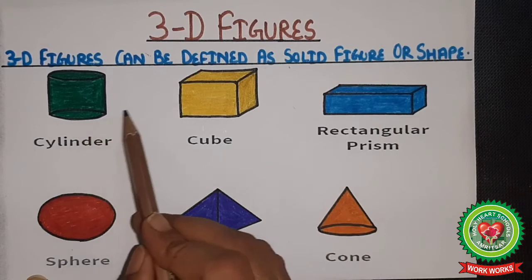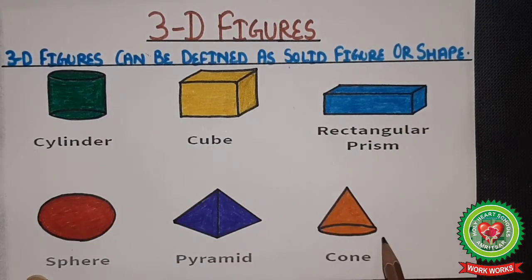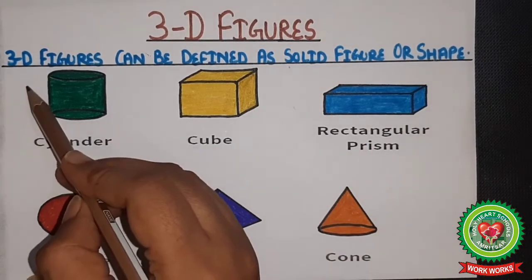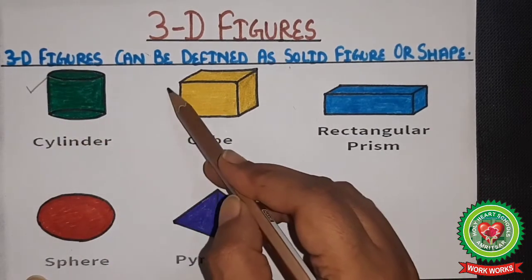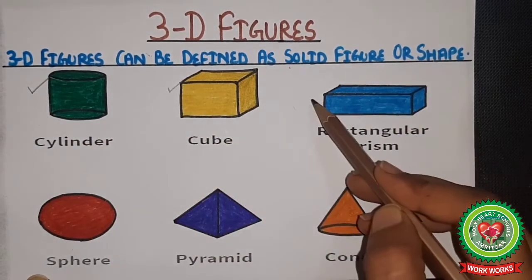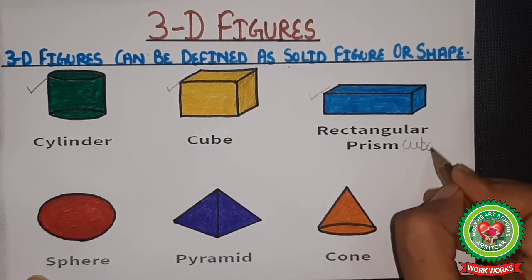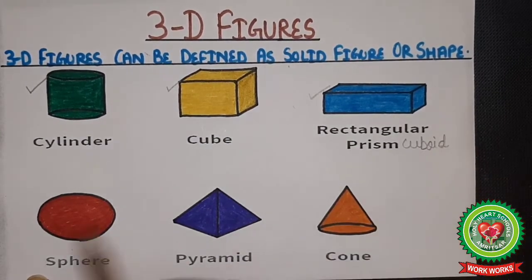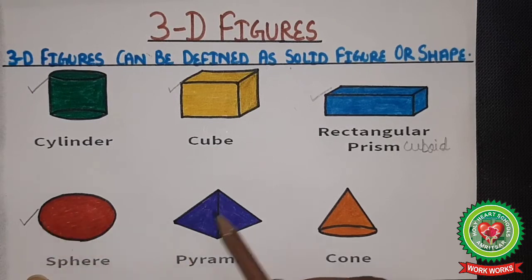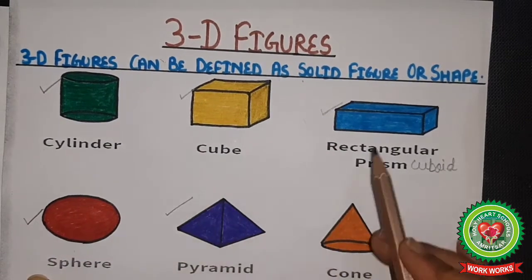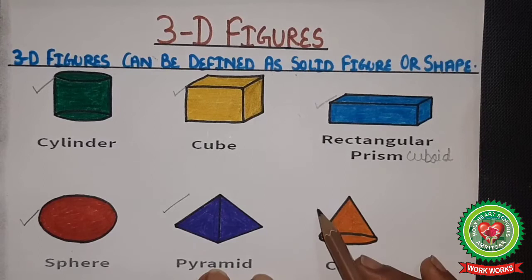Now, here I have taken some examples of three-dimensional figures. First one is cylinder, next is cube, then rectangular prism. This is also known as cuboid. Next is sphere, after that it is pyramid, and after that it is cone.